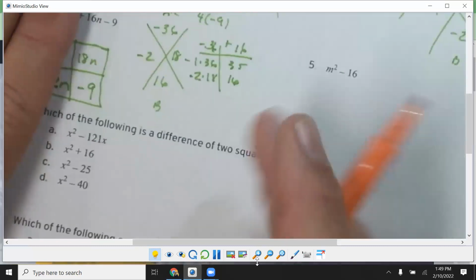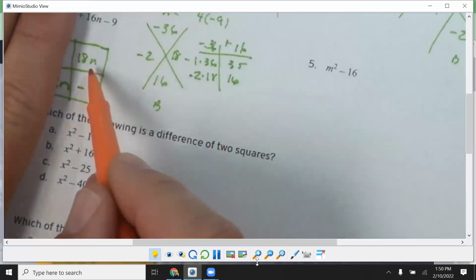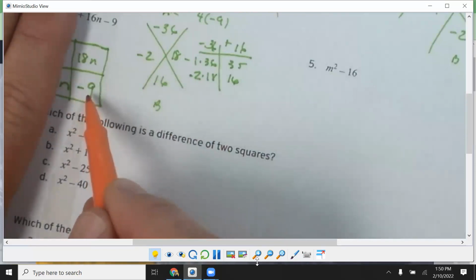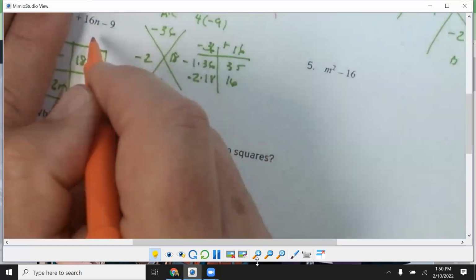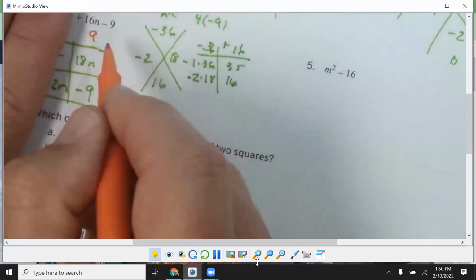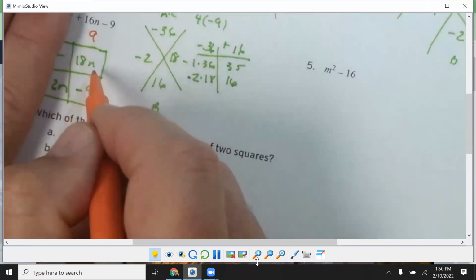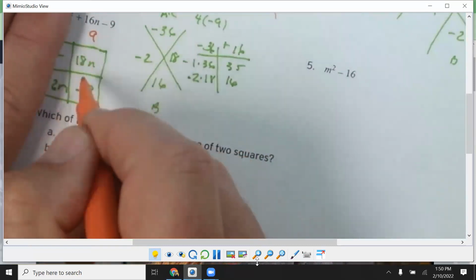Now we're going to do this side. All right, now what can I take out of both of them? I can't take an n because this one doesn't have an n. This one's a 9 and that's an 18. Well, 18 can also be 9 times 2. So I'm going to take a 9 out. And if I take a 9 out, that will work because they're both 9.